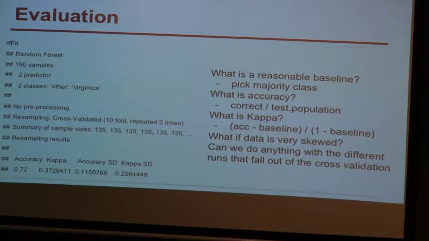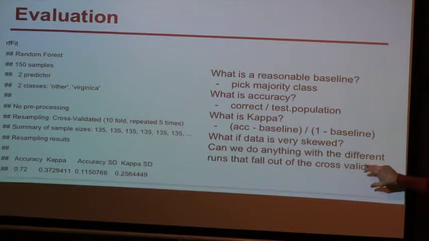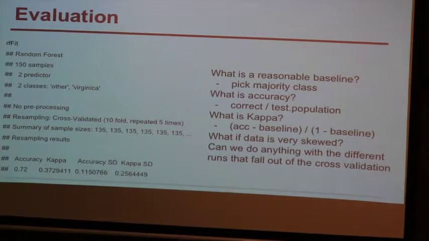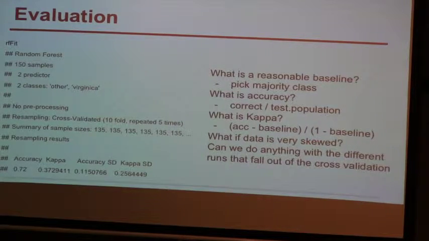But is there something different than kappa? Can we do anything with the different runs that fall out? Yeah, this is another obvious thing, I think. I've got these different runs, and so I'm getting different accuracy numbers, and they're bouncing around some mean. So you would think I can do some kind of confidence interval with the different runs that comes out of here, and we'll see that. So that's essentially the basic idea.